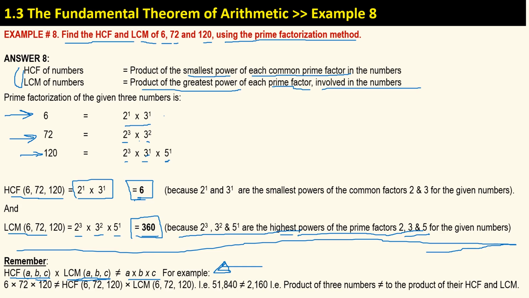And we can check this in our example, because we are given three numbers, 6, 72 and 120. If we multiply 6, 72 and 120, we get 51,840, and if we multiply the HCF and LCM of these three numbers, we get 2,160. Both are not equal to each other, and hence we can say that for three numbers, their LCM multiplied by their HCF is not equal to their product.